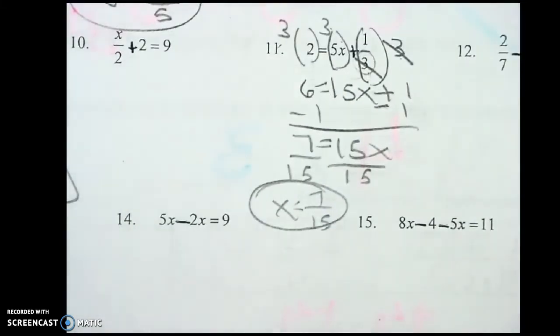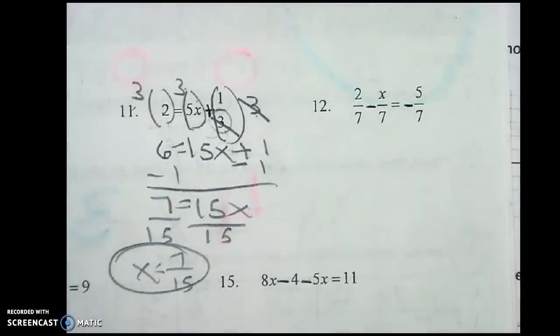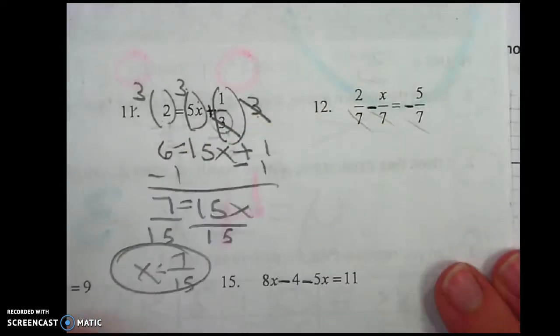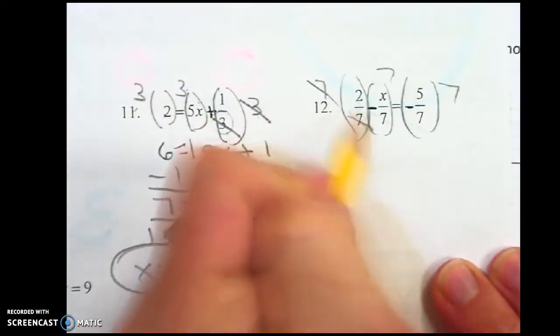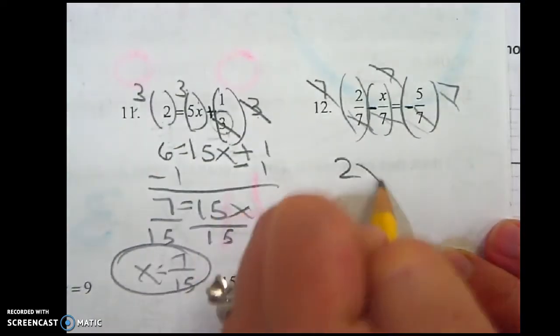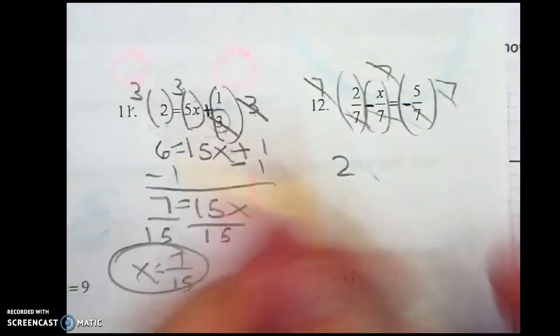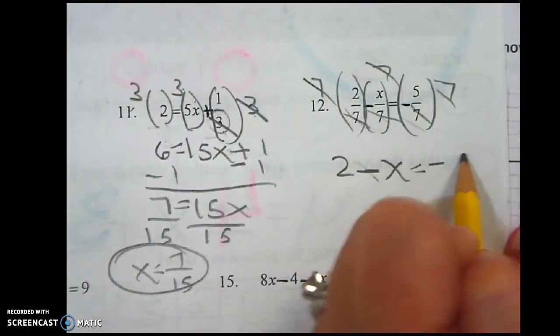Let's do number 12. Number 12. I feel like what makes it difficult is they all have a 7. So guess what I'm going to do? I can't just go like this. I'm going to multiply by 7, and it ends up working out where I get 2 minus x equals negative 5.